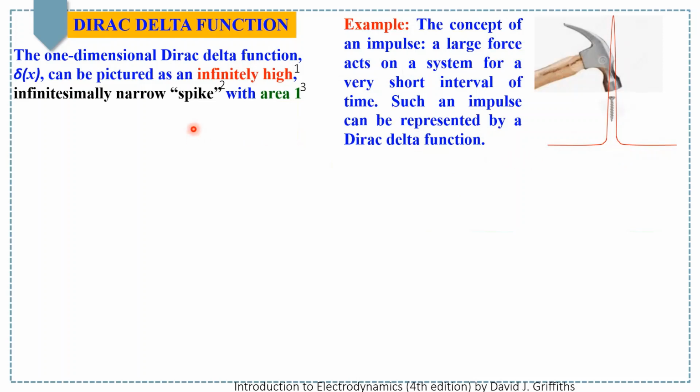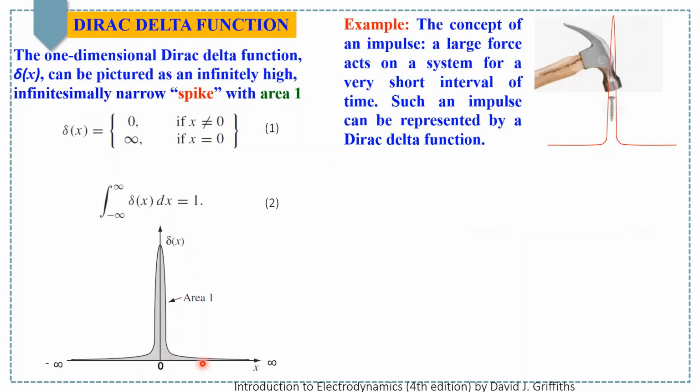Hence, we can now define the Dirac delta function, which is represented by delta of x, that it can be pictured as an infinitely high, infinitesimally narrow spike with area 1. And that you can see in this graph, where first it is infinitely high, second infinitesimally narrow, third this spike should be of area 1. Hence, delta of x is only defined at x equal to 0, and that is infinite, and elsewhere it is 0. And the area of this Dirac delta function, from minus infinity to plus infinity of delta of x dx, is equal to 1. Hence, there are these two conditions for the Dirac delta function.